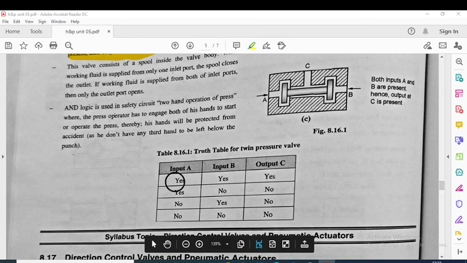Here you can see when input through A and input through B are present, at that time you get the output from the port C. Else, if one has input and the other has no input, at that time no output is available from this port C. Where A has no input and B has no input, then no output is available from this port C.